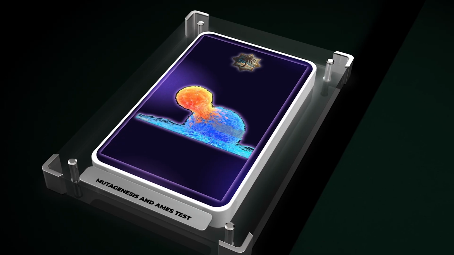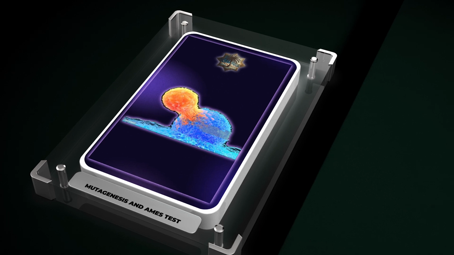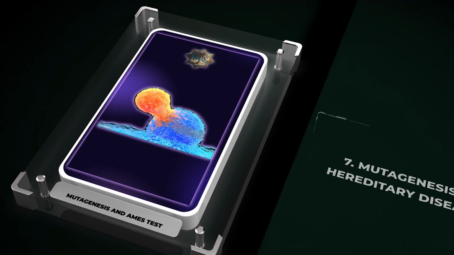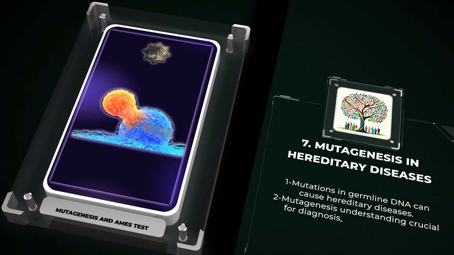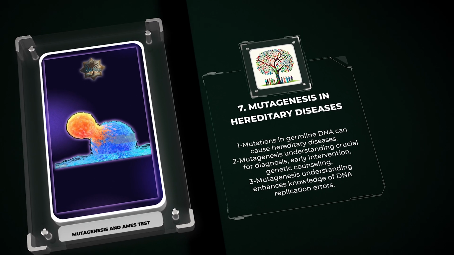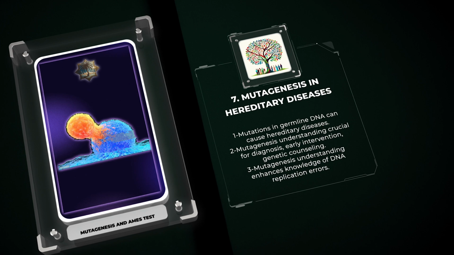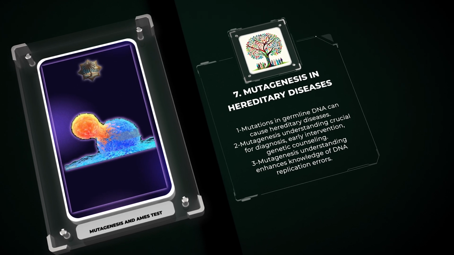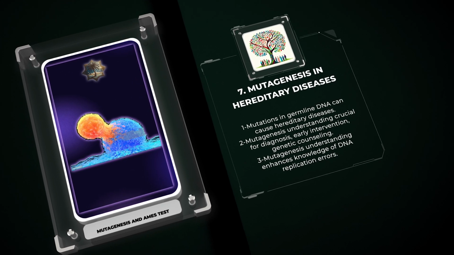Mutations in germline DNA can cause hereditary diseases, which may result in metabolic disorders, developmental abnormalities, or increased cancer risk. Understanding mutagenesis is crucial for diagnosis, early intervention, and genetic counseling. It also enhances our knowledge of DNA replication errors.